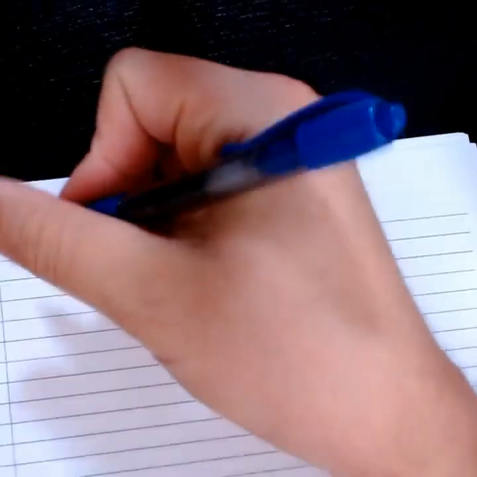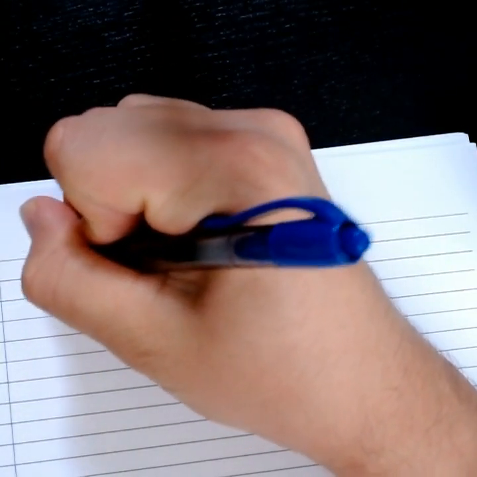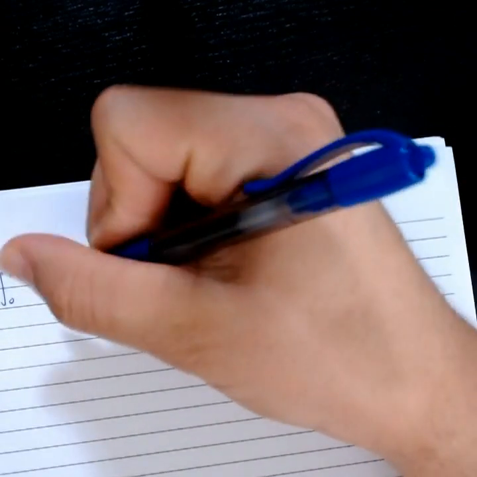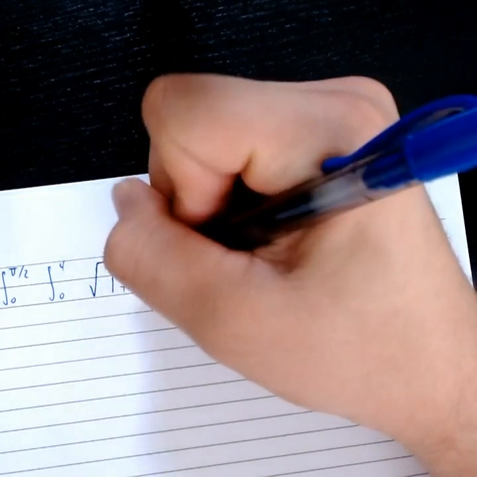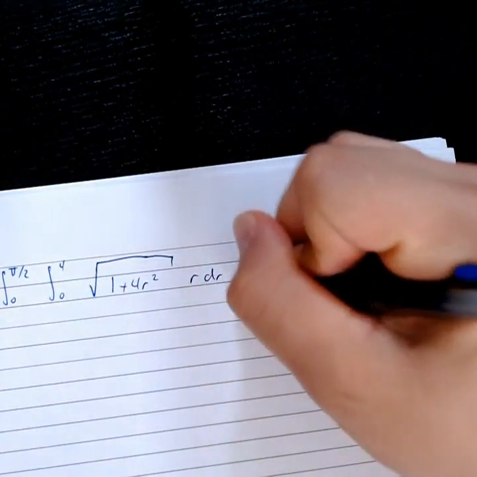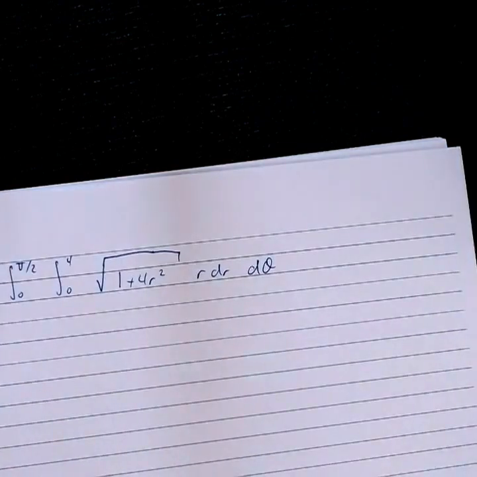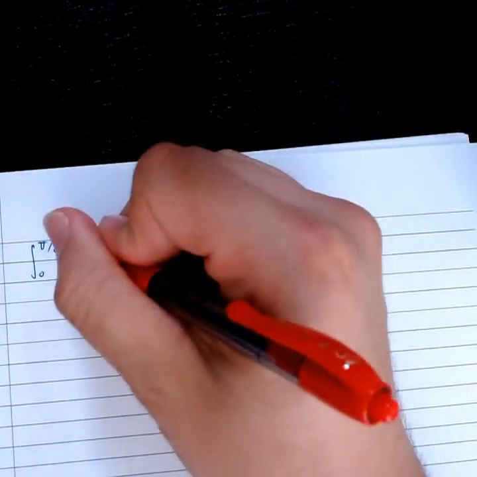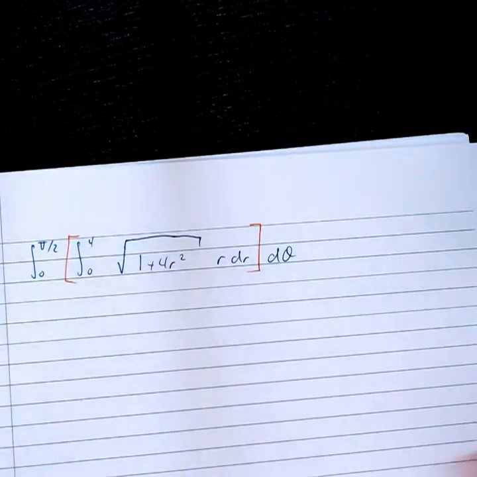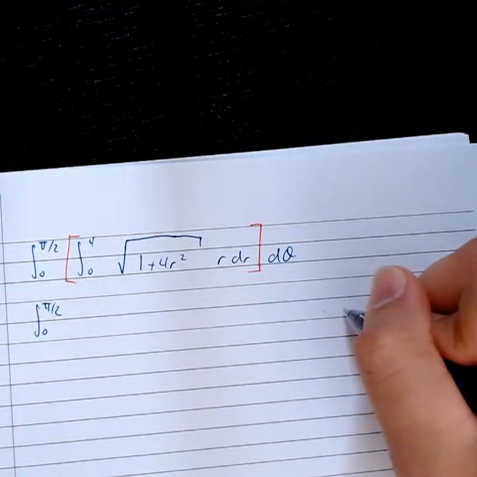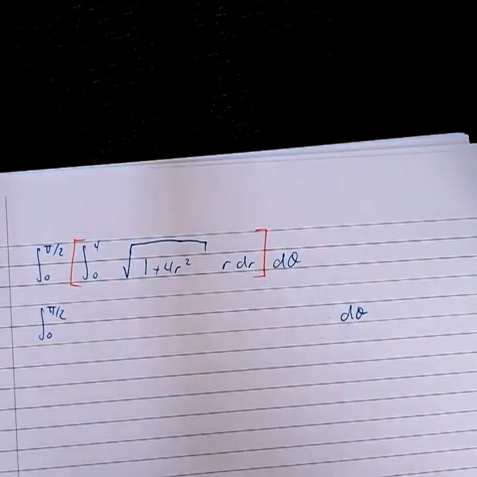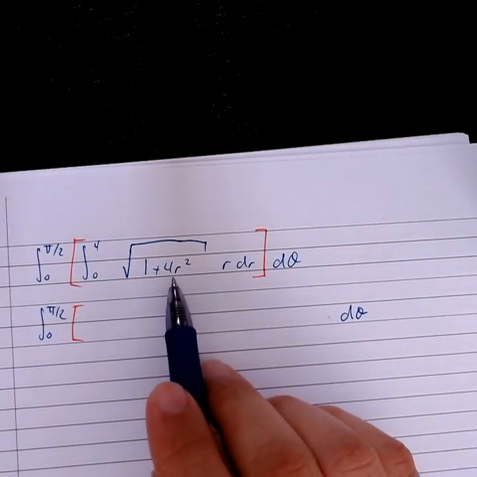Let me rewrite the problem: the integral from 0 to pi over 2 of the integral from 0 to 4 of the square root of 1 plus 4r squared times r dr d theta. Okay. Remember how this works. Iterated integration starts from the inside working out. So we're going to do that part first, which means the integral from 0 to pi over 2 remains as it is, and now we're just working on the stuff in the parentheses. Okay, so now I can use substitution here.